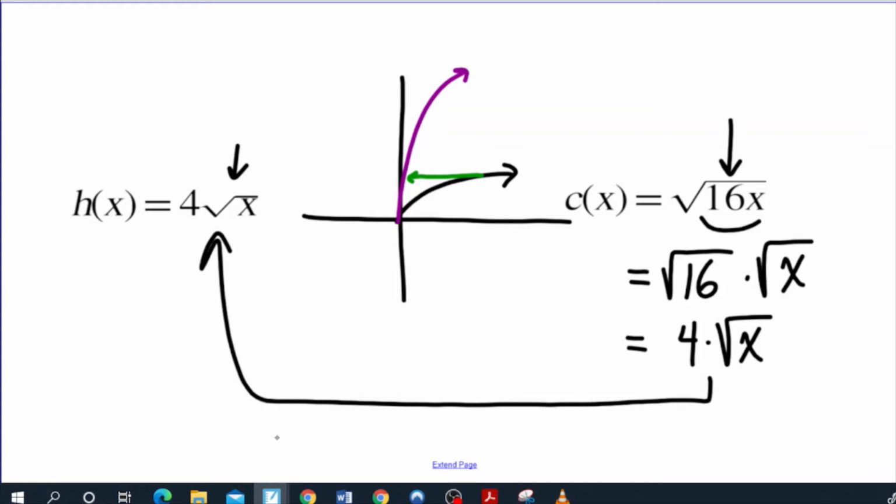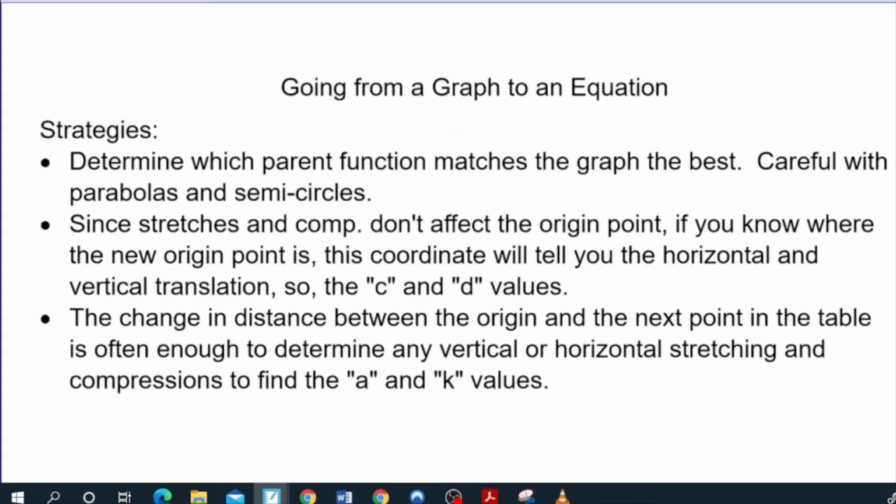And what that means is, when you're asked to go from a graph to an equation, it is sometimes possible to just use a vertical stretch instead of a horizontal compression, unless it's clear that it's both, and especially if they're both different. But sometimes you can get away with just using one instead of the other. And vertical stretches and compressions are a lot easier to work with than horizontal ones. Which leads me into the next part of the lesson here.